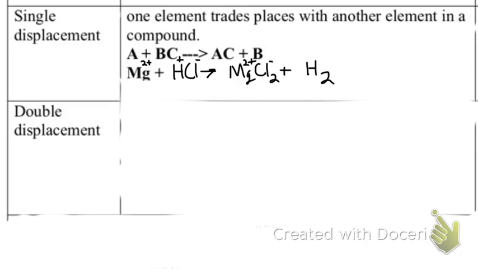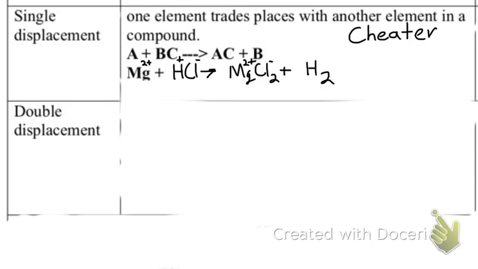Now we're going to talk about a double displacement reaction. Oh, sorry. Yes, this is the analogy. The analogy for this, we've got a cheater on our hands. Mg came in and kicked hydrogen to the curb, and it became MgCl and hydrogen all on its own.